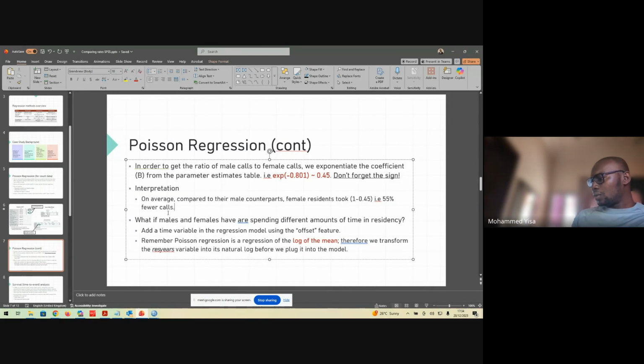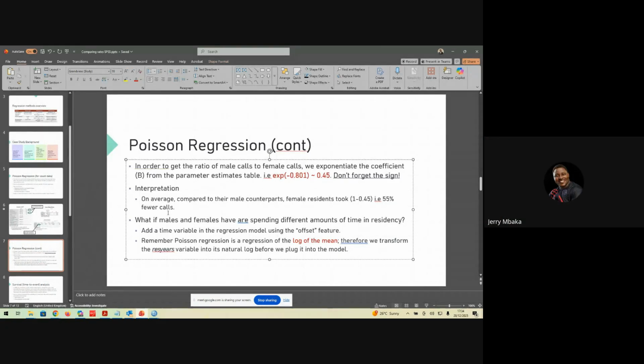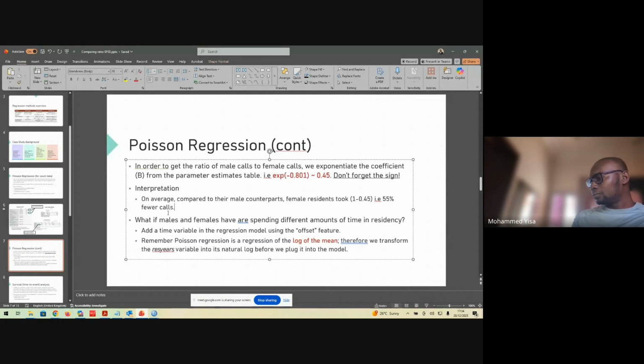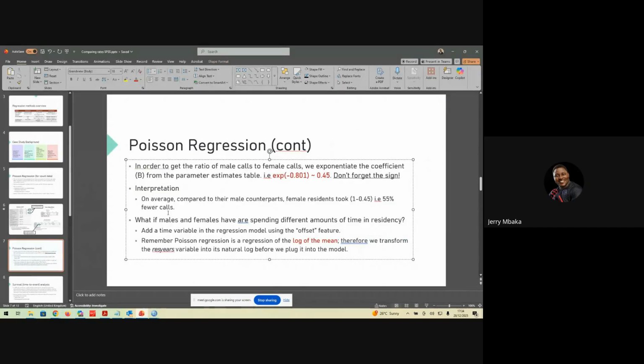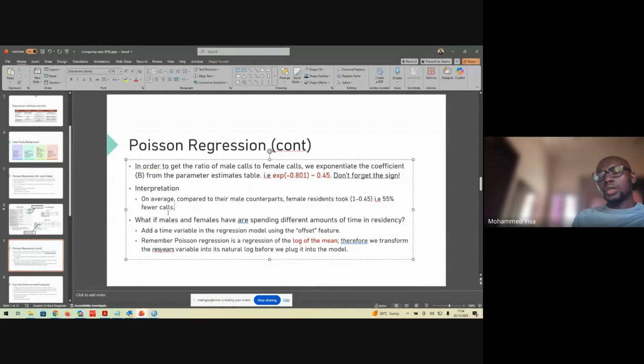I think it was Jerry that asked the question. So I don't know, does this one? Yeah, I was the one that asked. So just one question before we proceed. The Poisson regression is considered one type of logistic regression? No, it's not.